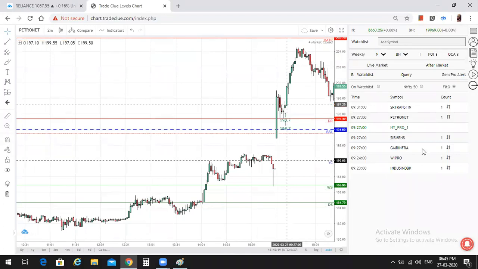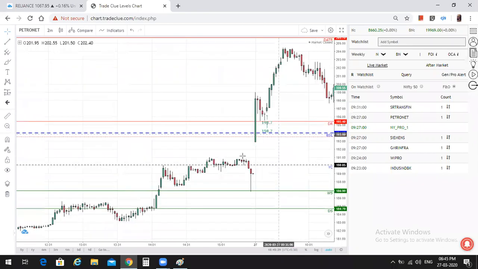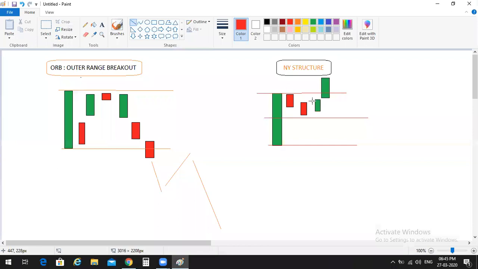So we have given you a tool where alerts come. You need to put in your brain and place the orders, right? That's what it is. And the most important part, as I said, this is ORB and this is NY. Do not mix them. And that's why we have given both.